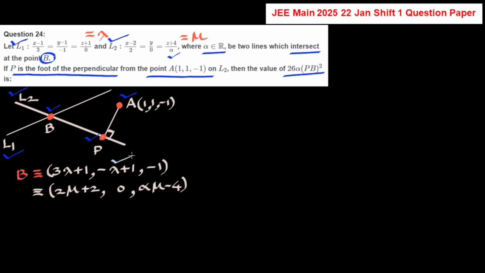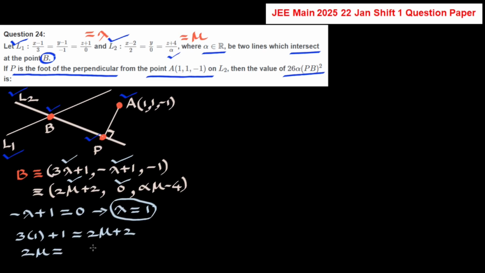Now equating minus lambda plus 1 to this 0, we get lambda equals 1. We can equate this 3 lambda plus 1 to 2 mu plus 2. So that will be 3 into 1 plus 1 equals 2 mu plus 2. 2 mu equals 2. Therefore mu equals 1.